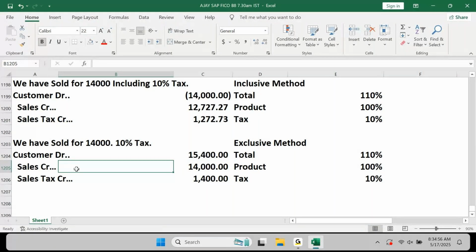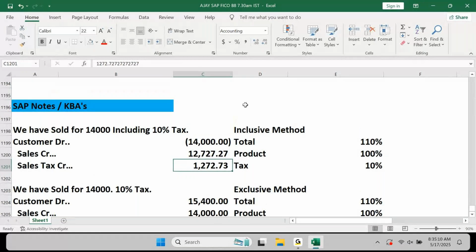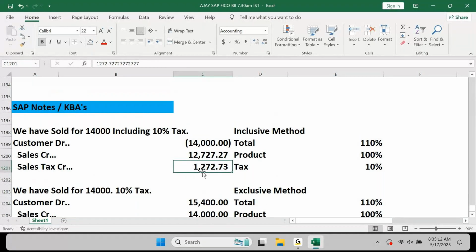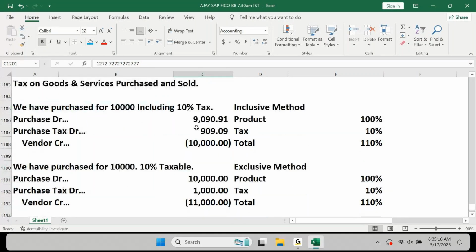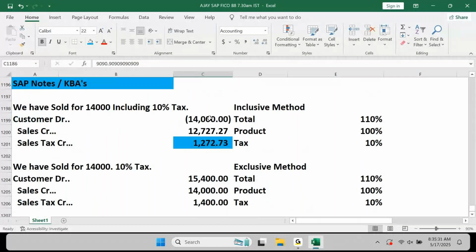Yes, sir. Right? Now, if you look at the first case, what tax did you charge here from the customer? Sales tax is 1272. On the same product, whatever you purchased, how much tax did you pay to the vendor? 900. Now here, is the product value increased or decreased when you sell? Increased. It will always increase, right?